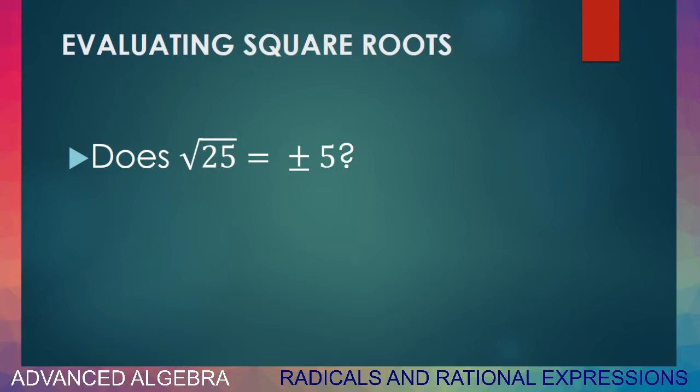Kasi, kapag sinabing principal square root, the result of the square root of 25 is only a positive number based on the definition of principal square root. So, ibig sabihin, it is not true. But, kapag ang pinag-uusapan ay square root, totoo to. Pero pag pinag-uusapan si principal square root, hindi siya totoo. Okay? So, yun ay pag pinag-uusapan natin si principal square root.